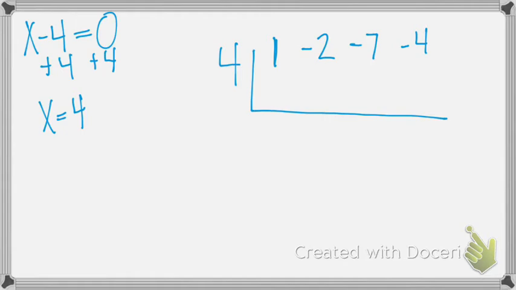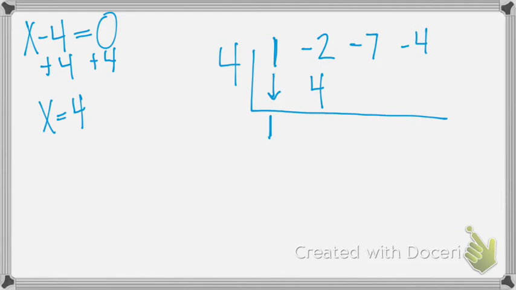All right. This is where it gets confusing. You always bring down the first term. What's the first term in that L? 1. So you are literally just bringing it straight down. Okay? Now, you multiply. 1 times 4. What's 1 times 4? 4.